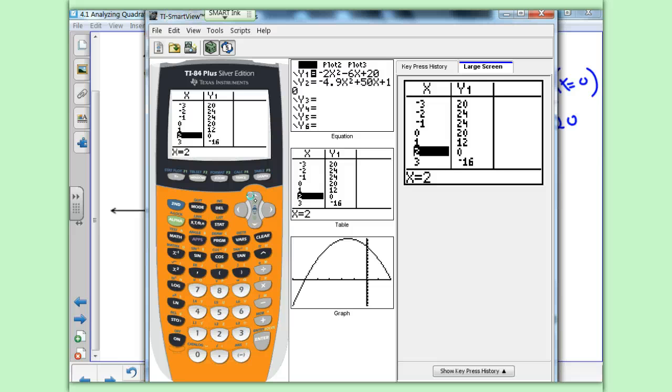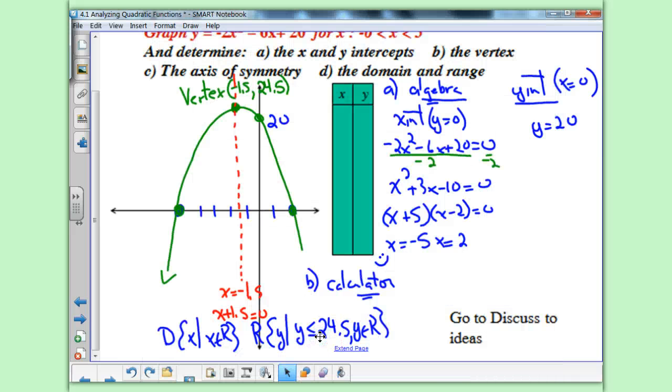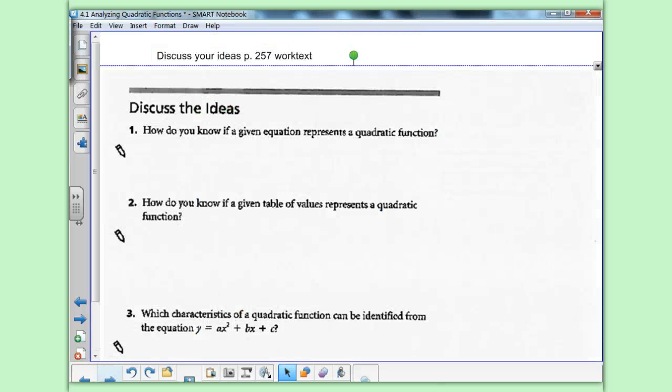So now we have a little bit of discussing our ideas to do, right? If we go to discuss your ideas in your textbook, this is the page. On page 257 in your textbook, I want you just to ponder these questions and answer them, because at this time now we should be able to answer questions 1, 2, and 3.